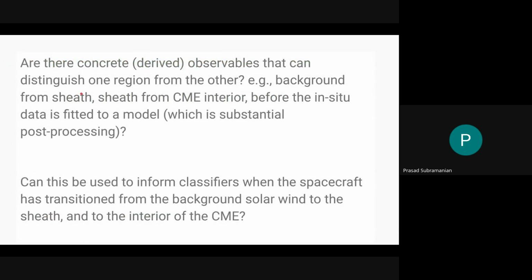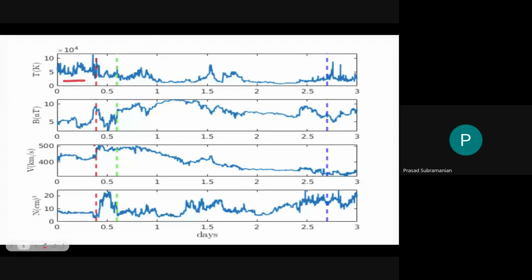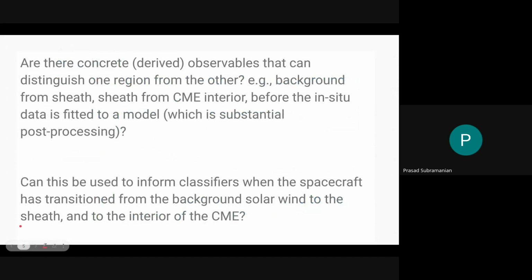The kind of questions we will be asking here is as follows. Are there concrete derived observables that can distinguish one region from the other? You might say, sure, here's the region. The thing is, these boundaries are marked only after post-processing. Without knowing these boundaries a priori, just from the time series data, with some relatively quick computations, can we distinguish one region from the other? For instance, can we distinguish the background from the sheath from the CME interior, before the in situ data is fitted to a model, which is substantial post-processing?